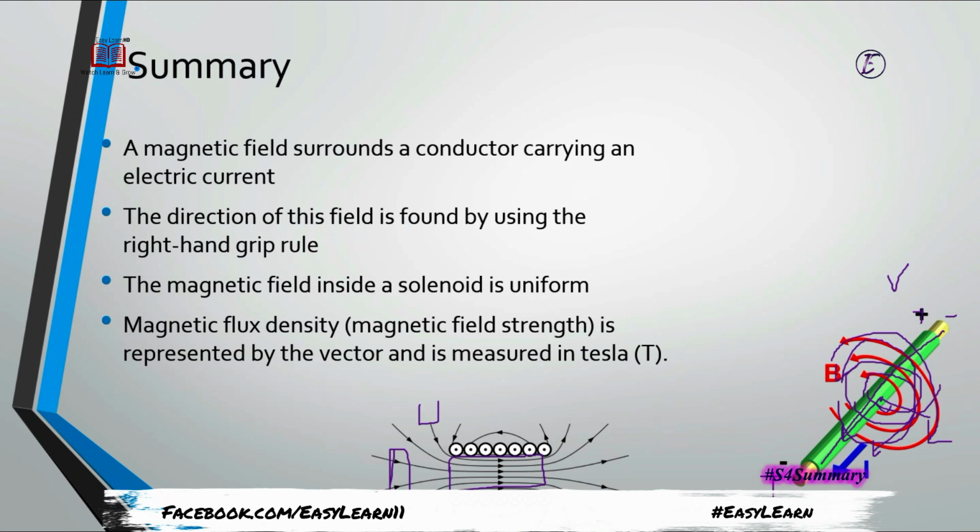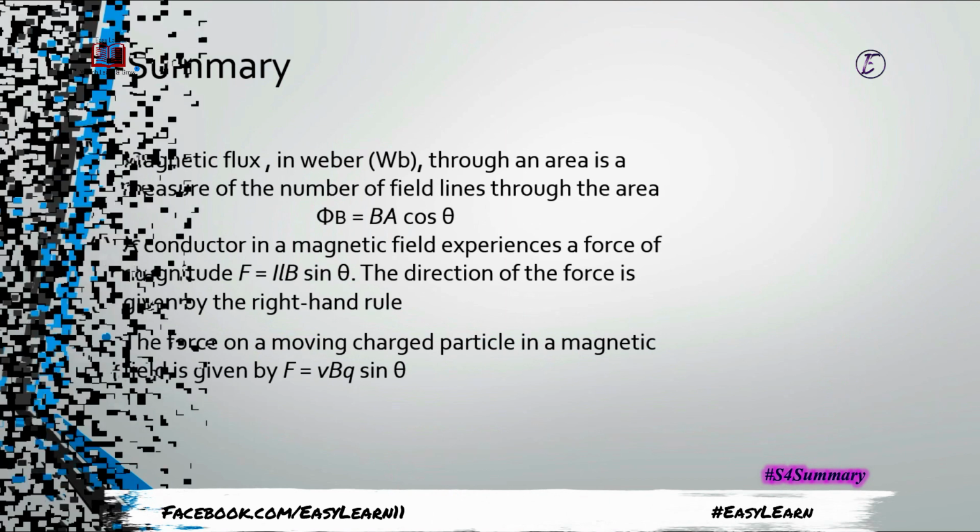This is an electromagnet. A solenoid is basically an electromagnet, so sometimes we put a ferromagnetic material like iron, soft iron, to further energize the magnetic field intensity of the solenoid. Magnetic flux density, meaning the strength of the magnetic field, is represented by the vector B. It is a vector quantity measured in Tesla.